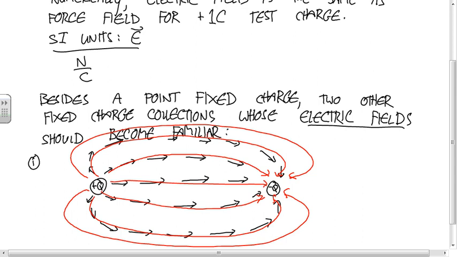And the second type, the second profile of fixed charges that you should get used to is two parallel plates. Theoretically, these are infinitely long, but this gives good results as long as they're much longer than they are apart. The distance up and down is longer than the distance between them.